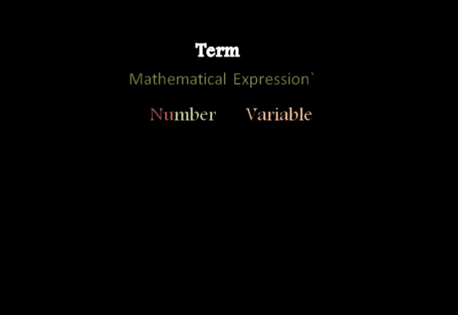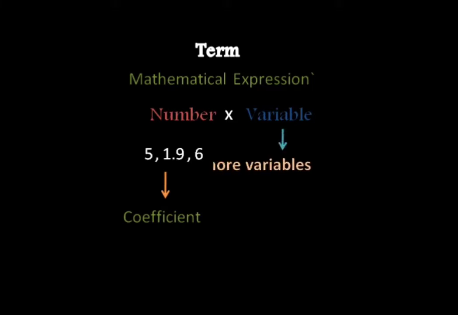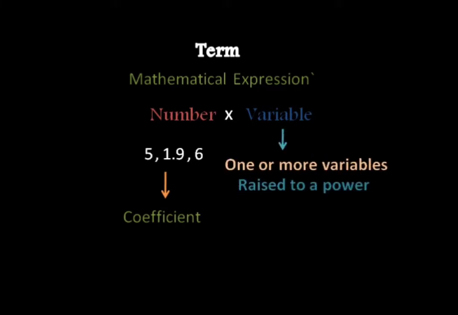In a term, the number part and variable part multiply together. The number part is very simple, like any number, for example 5, 1.9, 6. The number part has an official name called the coefficient. But the variable part is a little more complicated. It can be made of one or more variables raised to a power, for example x squared and y. Here y is the same as a variable raised to the first power. Since the exponent 1 doesn't change anything, we don't need to actually show it.